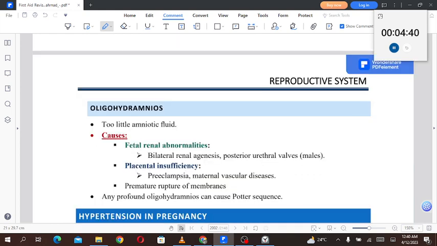Moving forward, we have oligohydramnios. Oligohydramnios means there is too little amniotic fluid. So what happens in that condition? Causes are fetal renal abnormalities.